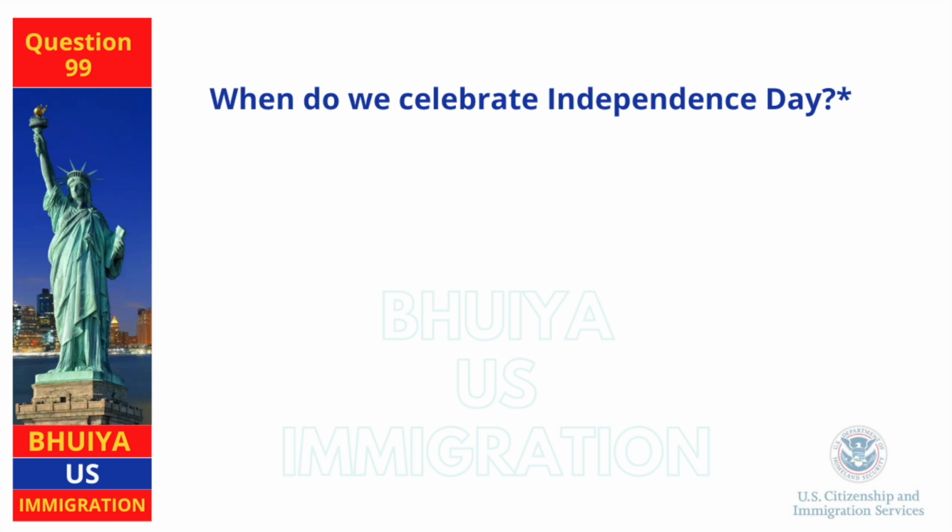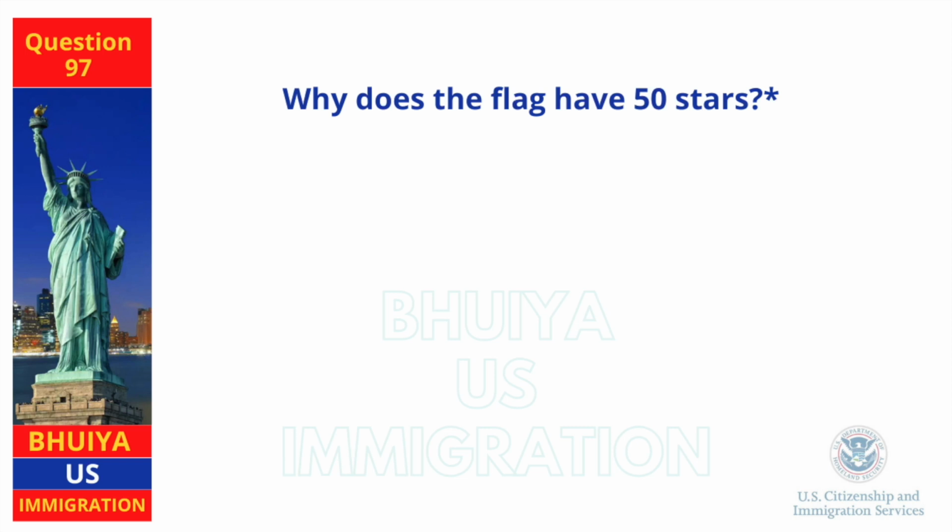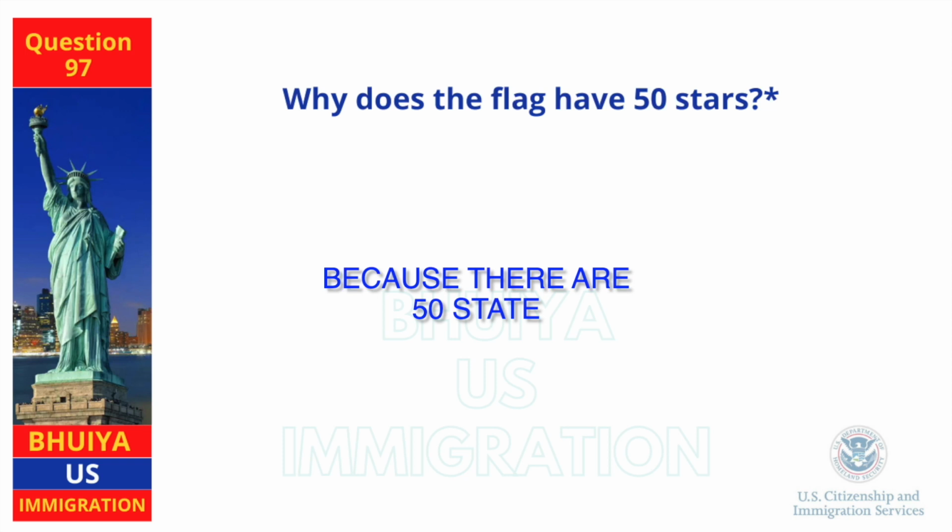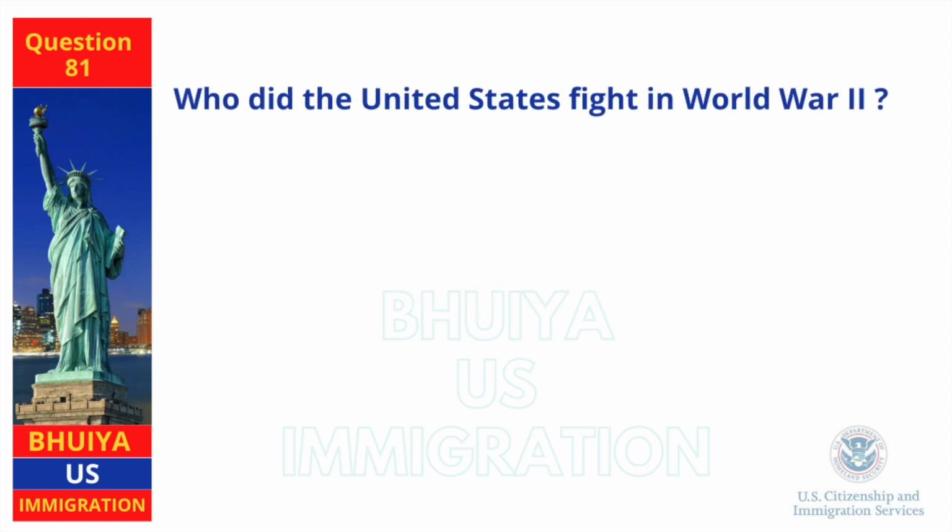When do we celebrate Independence Day? July 4. Why does the flag have 50 stars? Because there are 50 states. Who did the United States fight in World War II? Japan, Germany, and Italy.